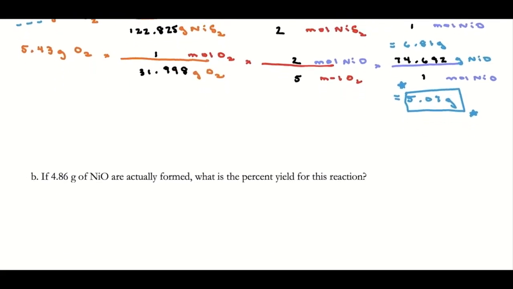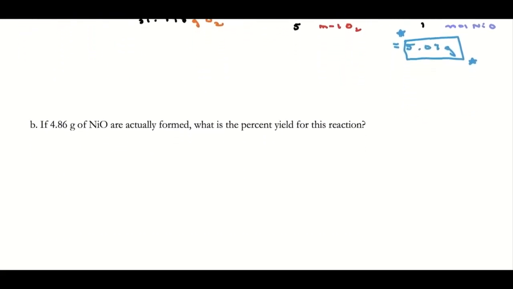However, the question notes if 4.86 grams of nickel oxide are actually formed, meaning in the lab this is my actual yield, what is the percent yield? So remember, your percent yield is going to be your actual divided by your theoretical times 100%. Okay? So my actual yield here is 4.86. Okay. My theoretical is 5.07. I'm now going to take that and multiply by 100%. So my percent yield when I round to 3 sig figs is going to be 95.9%.